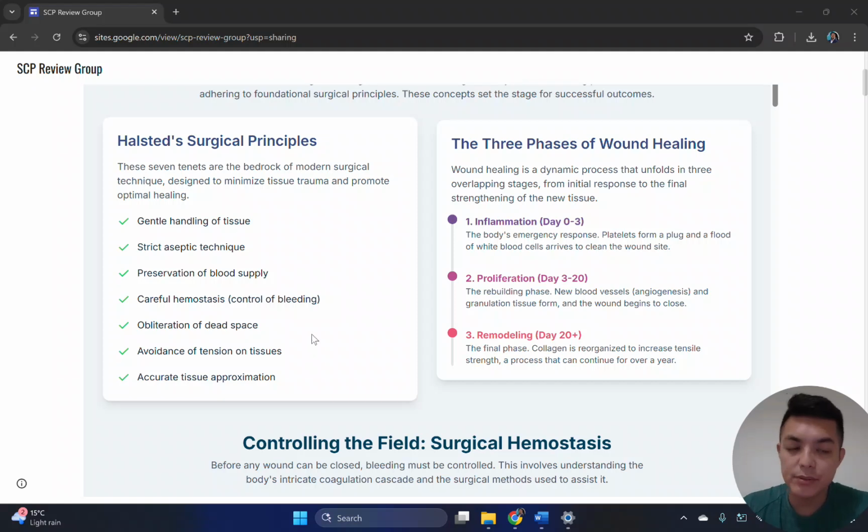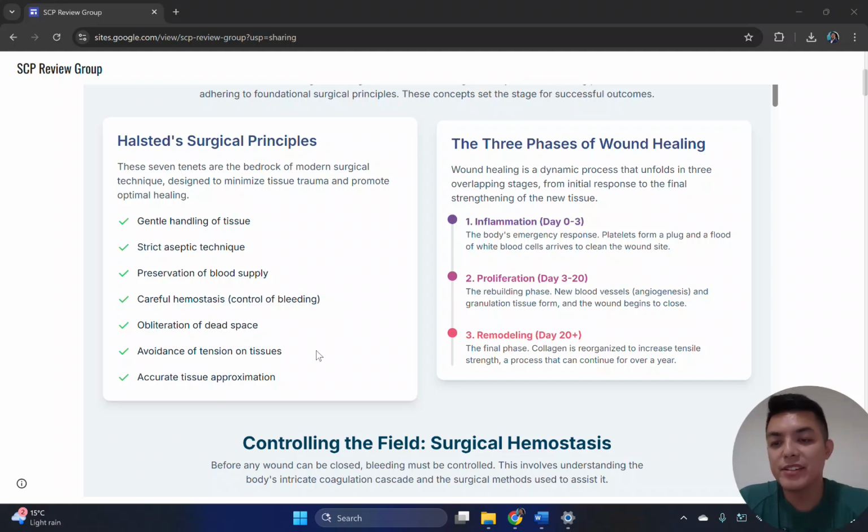Obliteration of dead space, so that's when closing the tissues, and when you close it, the dead space, if you don't approximate the deeper tissues, those can be dead spaces for fluid to build up, and microorganisms love that. Next is avoidance of tension on tissues when closing. When you close and you use 100% of your strength in tying your knots, those can strangulate the tissues and it couldn't have its adequate blood supply.